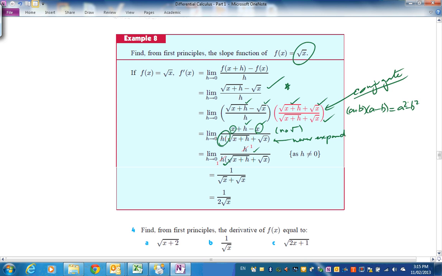You're trying to find an equivalent function which is defined at h is naught, so you can find this limit. So it's the limit as h tends to naught, and I'll put another step in here, 1 over root x plus h plus root x, limit as h tends to naught, and when you stick h is naught there, you get 1 over root x plus root x, or 1 over 2 root x.